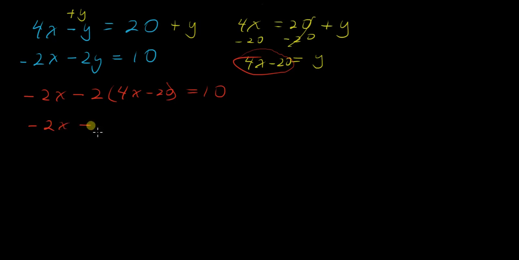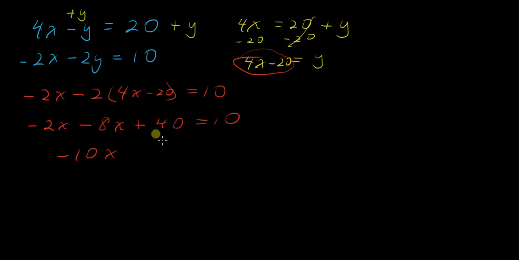So this is going to be negative times a positive, 2 times 4 times x, negative times a negative, 2 times 20. Okay, we're almost there. I have to combine like terms. So if I have negative 2x's minus 8 more x's, now we're at negative 10x's.